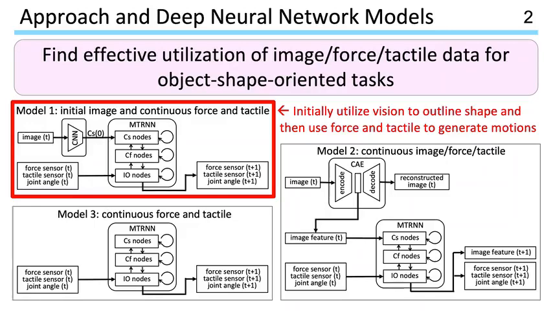Humans integrate several sensory information. Inspired by this, we considered the effective utilization of image, force, and tactile data in constructing a multimodal deep neural network model for object-oriented tasks.